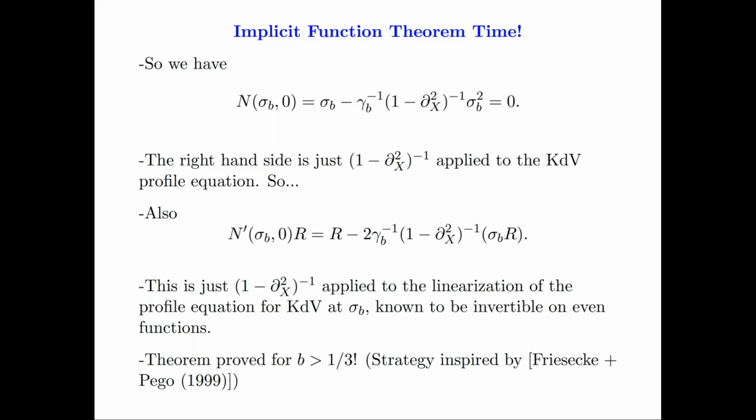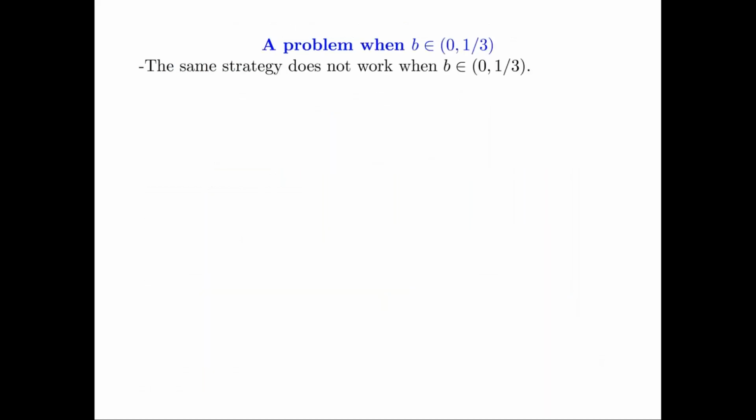Okay. So what I'm really saying here is that the waves of depression are, in a vague sense, relatively easy to prove the existence of. You are just using the very vanilla implicit function theorem. Okay. This doesn't work when the surface tension is small, and that's why the ripple appears ultimately.